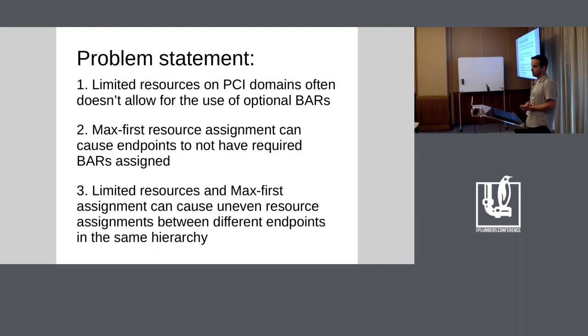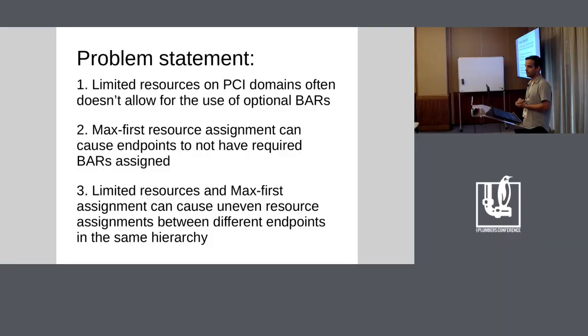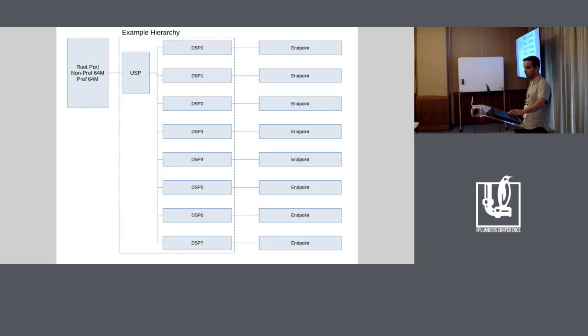So, let me just rewind for a minute. All of this stems from the fact that we also don't have a way today to specify to the generic code what is optional and what is required, correct? Yes. Okay, yep, so I'll get to that. And then the third point on this slide is a combination of the first two. If you have limited resources in your PCI domain and your max-first resource assignment code, you can get uneven resource assignments. To show that, I'll show you my example PCI domain. This is a typical PCI domain that I work with. You might have a root port with 64 megabytes of non-prefetchable memory, same with prefetchable memory. You have an 8-port switch, and then a set of endpoints.